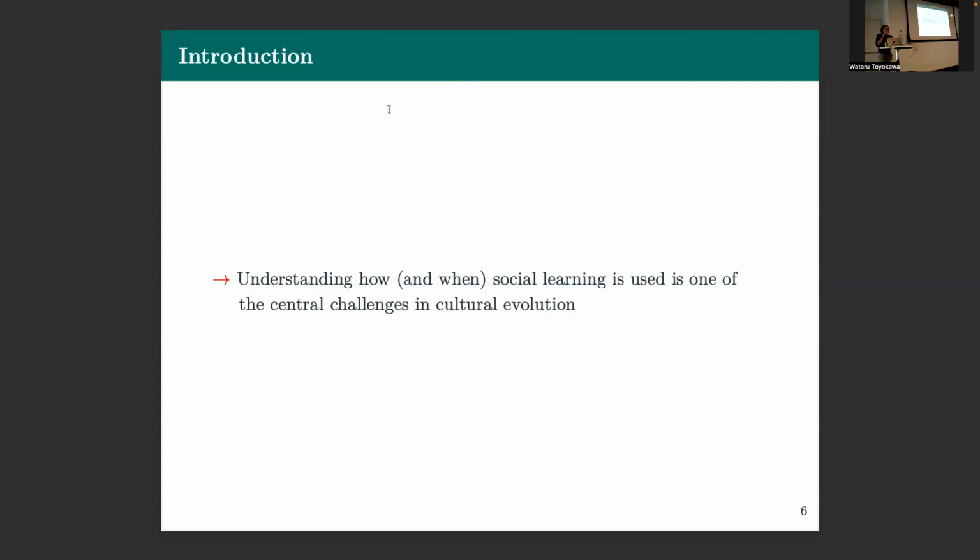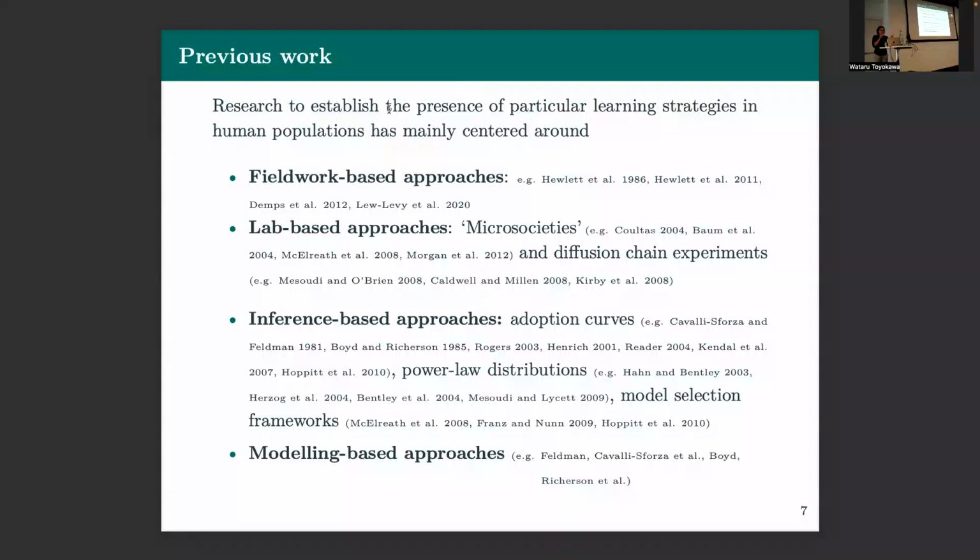Now, of course, we are not the first to address this question. There is a huge body of absolutely amazing research trying to establish the presence of a particular learning strategy in human populations. This research has mainly centered around fieldwork approaches, so really people going out and observing, in particular children, and how they acquire knowledge; lab-based approaches, for instance micro-society and diffusion chain experiments; inference-based approaches; and modeling-based approaches.